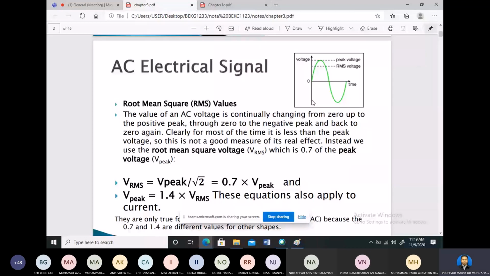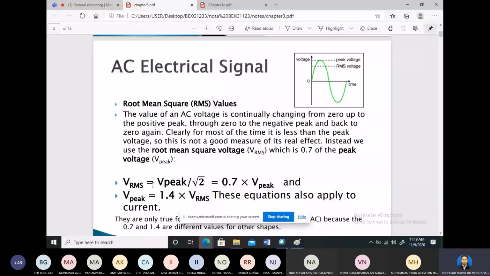So this is the formula to calculate the RMS: VRMS equals V peak over square root of 2. The square root of 2 gives 0.7, so VRMS equals 0.7 multiplied by V peak. This is the formula to calculate the VRMS.